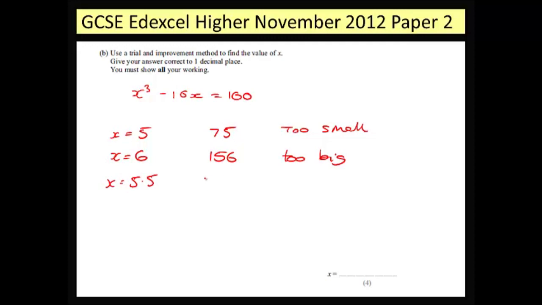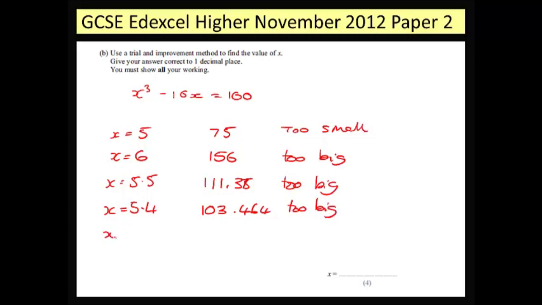When x is 5.5, I get 111.375, which is too big. And again, this gives me a clue. It tells me that the answer now is somewhere in between 5, which was too small, and 5.5. So let's start coming down in denominations of 0.1. Let's try 5.4. When I try 5.4, I get 103.464, which again is too big.